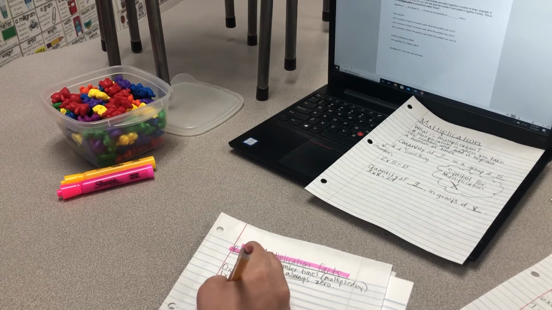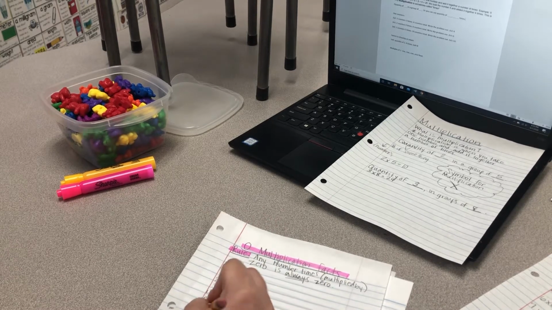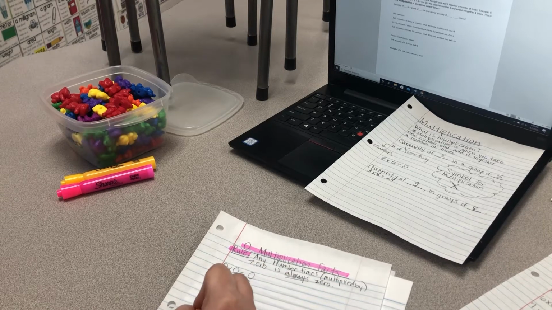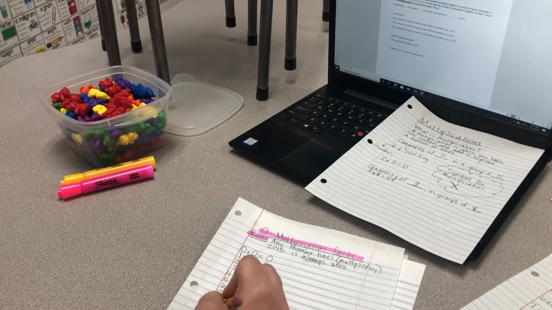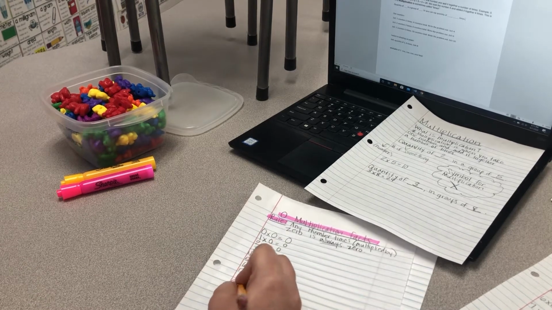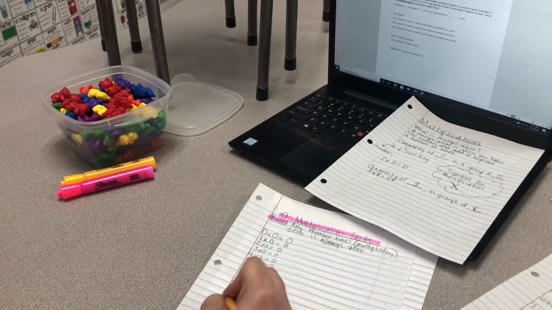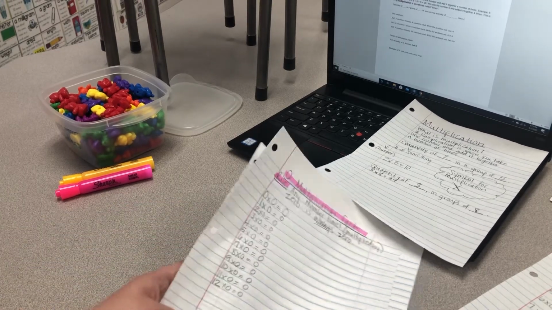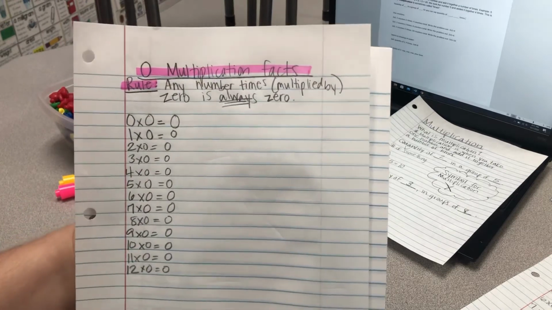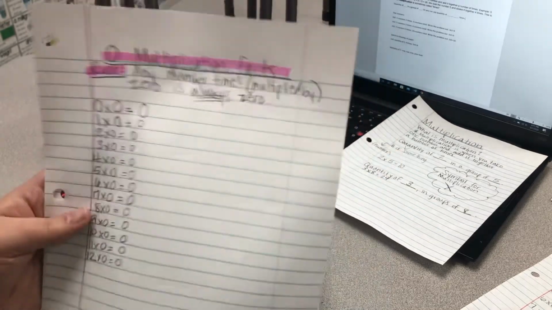4 times 0 equals 0. 5 times 0 equals 0. 6 times 0 equals 0. 7 times 0 equals 0. 8 times 0 equals 0. 9 times 0 equals 0. 10 times 0 equals 0. 11 times 0 equals 0. And finally, 12 times 0 equals 0. So this is what I want your paper at home to look like. And you can pause it right here if you need to catch up. These are our multiples of 0.